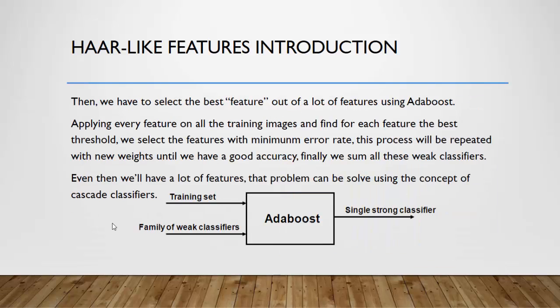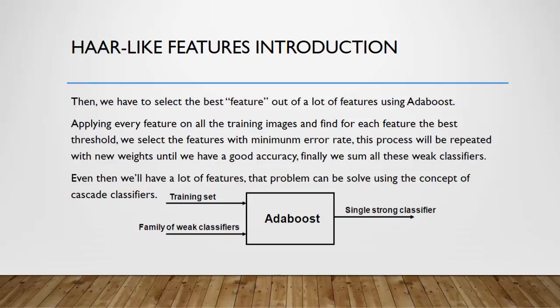Then we have to select the best features out of a lot of features using Adaboost. Applying every feature on all trained images and finding for each feature the best threshold. So we select the feature with the minimum error rate. This process will repeat over and over again with new weights until we have good accuracy. Finally, we sum all these weak classifiers. Even then, we will have a lot of features.